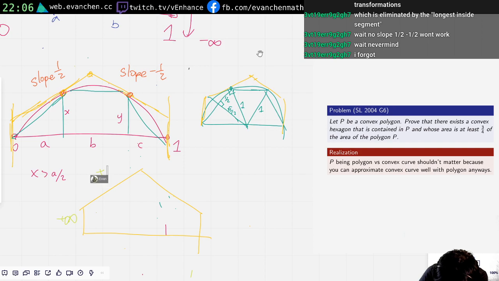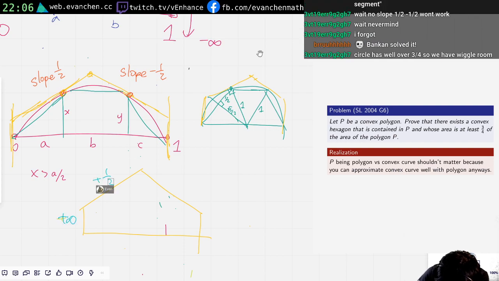Ah, that's too bright to see. Some of these colors are useless because they're just not visible. Okay, this is plus infinity, plus 1/2, slope minus 1/2, slope minus infinity. And my hope is that if I pick any point on, like, here and here, the area will be at least 3/4. Maybe this isn't actually looking very good. Is that true? That looks like, no, that looks like it should be true.